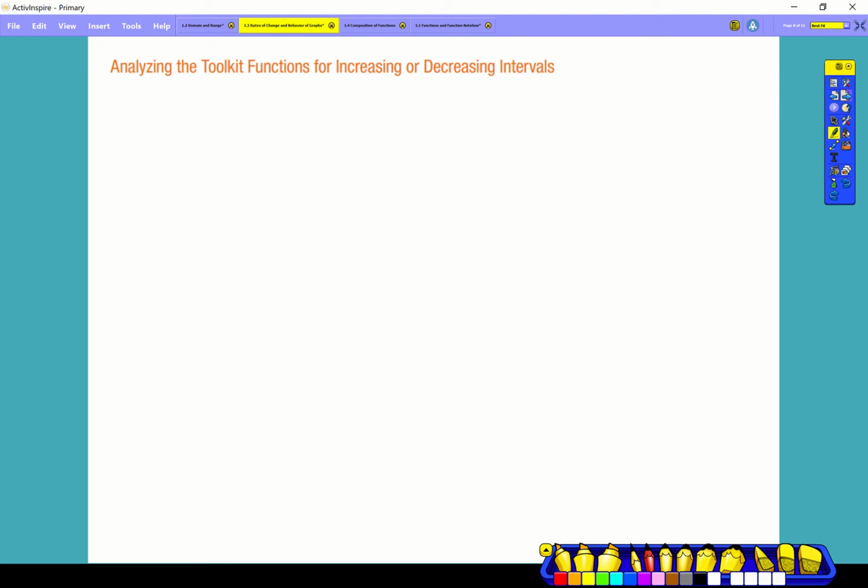So let's see, okay, I am going to go ahead and leave this up to video 2, because we're going to analyze these functions for increasing and decreasing. And I will see you in the next one.